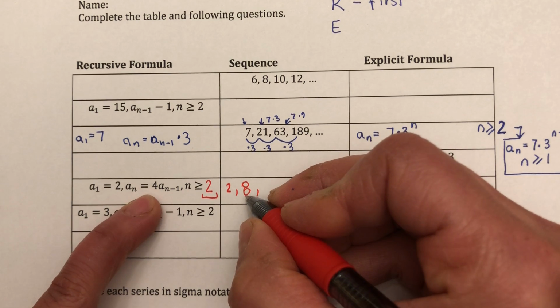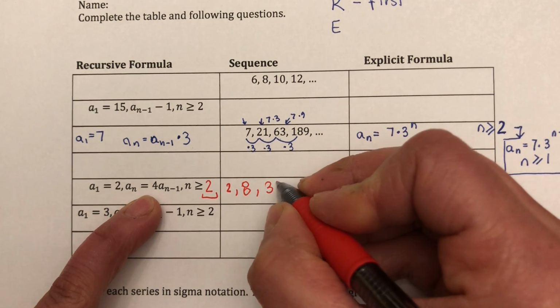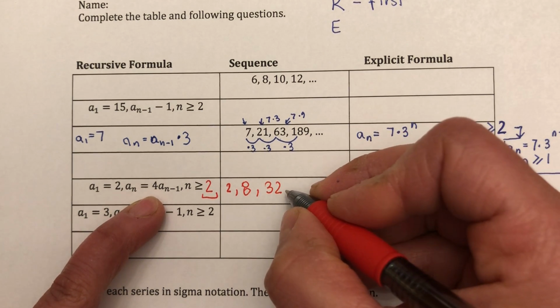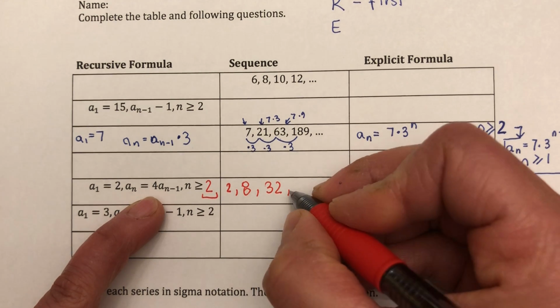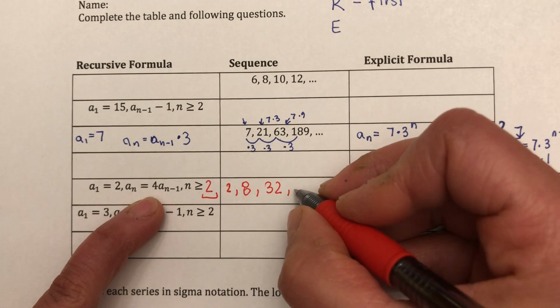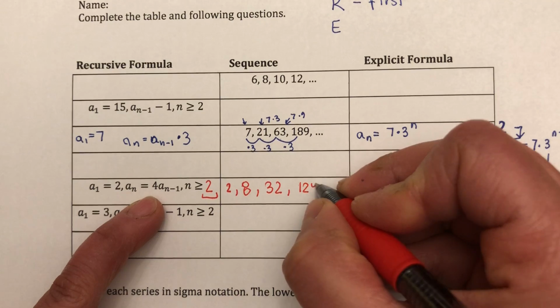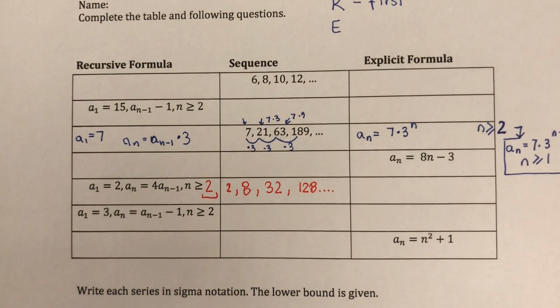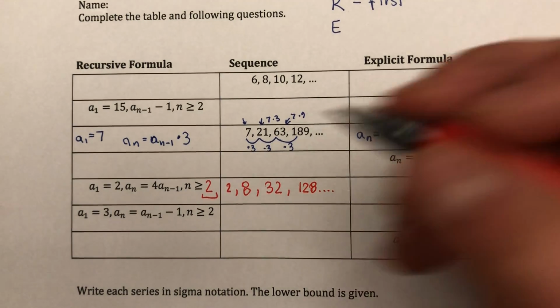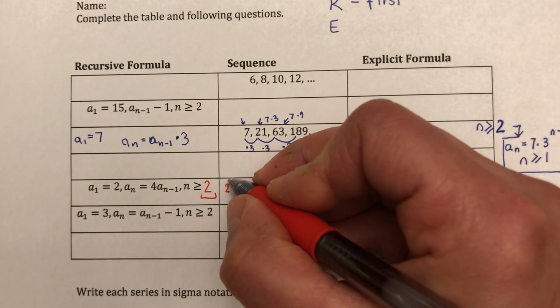Then I am going to take 4 times 8, that's 32. Then I am going to take 4 times 32, that is 128. And then this pattern would keep going. All right, now let's see again what is going to be my explicit formula for this one. Let's take a look at the pattern.